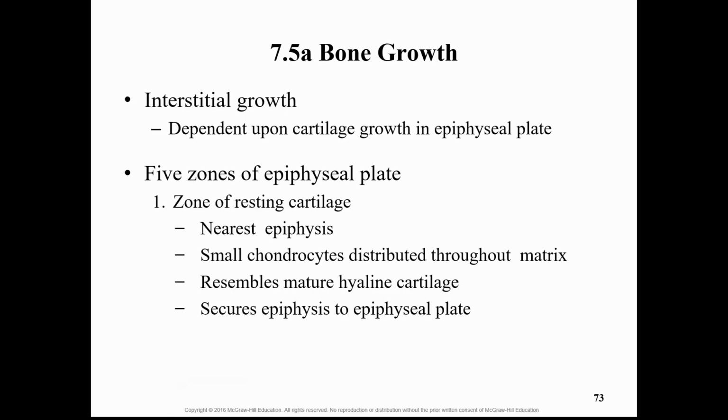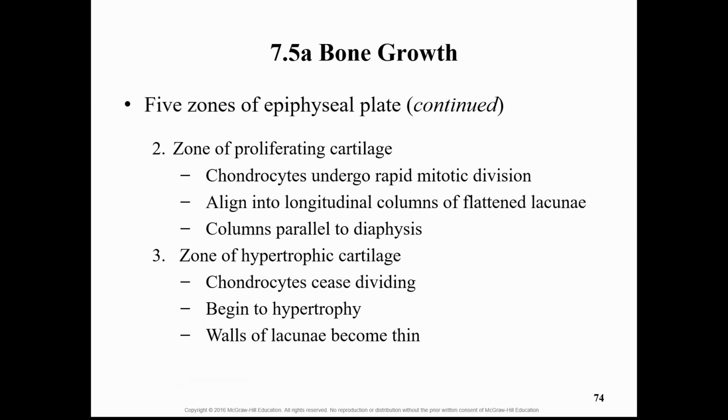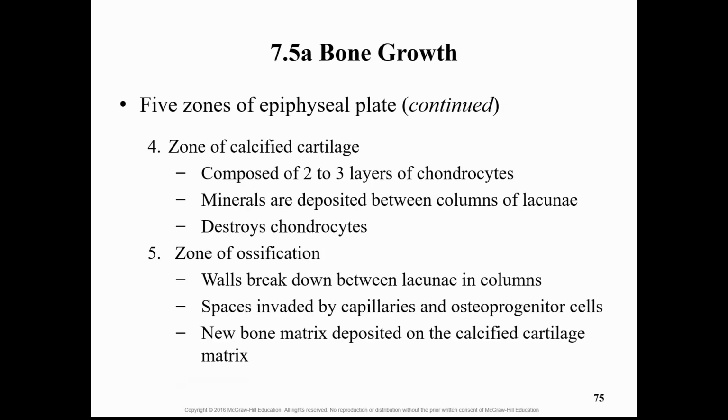So let's look at our interstitial cartilaginous growth a little bit closer here. We've got 5 zones of the epiphyseal plate. We have a zone of resting cartilage near the epiphysis. We've got small chondrocytes, they help to secure the epiphysis to the epiphyseal plate. We have a zone of proliferating cartilage. Proliferation is where cells are going to undergo rapid mitosis. And then the zone of hypertrophic cartilage is where the cells don't do mitosis, but they will grow in size and become larger. Then we have a zone of calcified cartilage, which is 2 to 3 layers of chondrocytes.